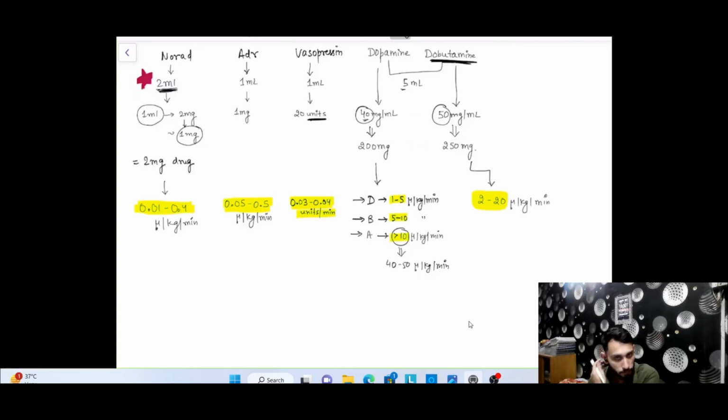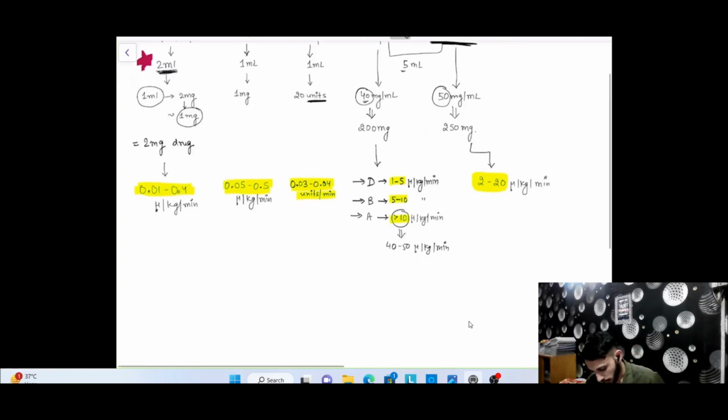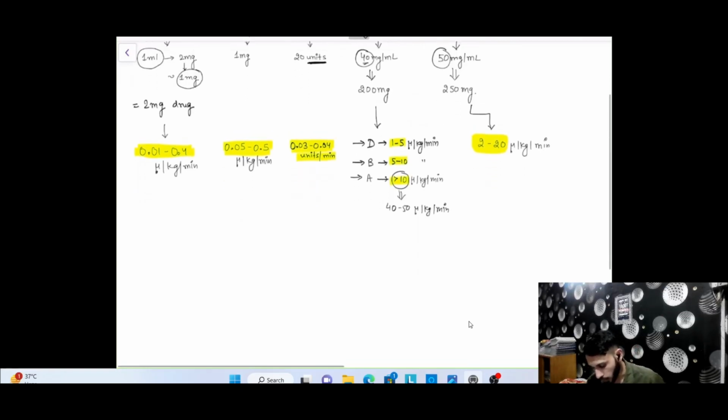After having done this, when we know exactly what amount we have to use for a particular body weight, we have to remember at what rate we should start that drug. That rate will depend on the ml per hour. So I have to just convert these things into ml per hour.